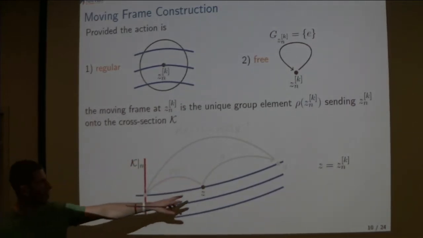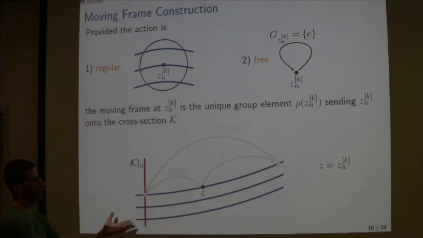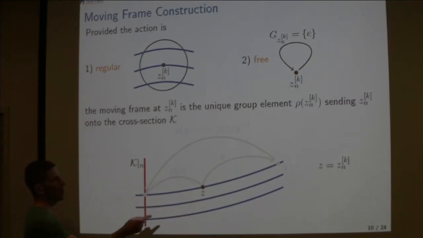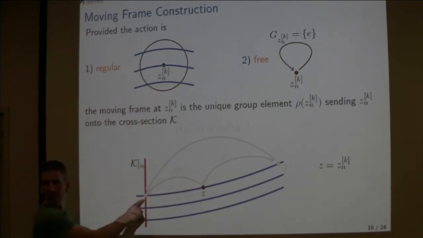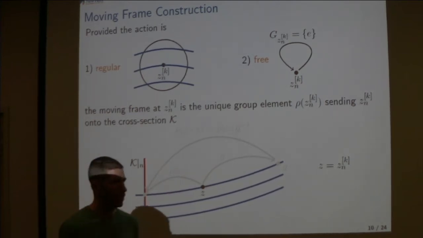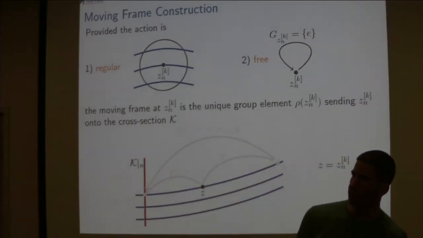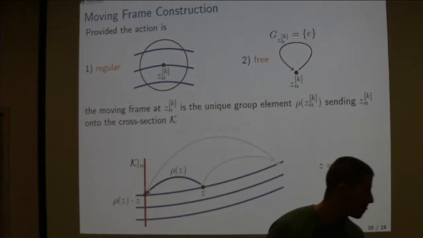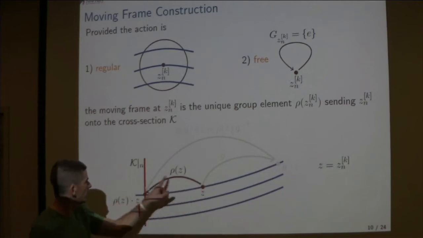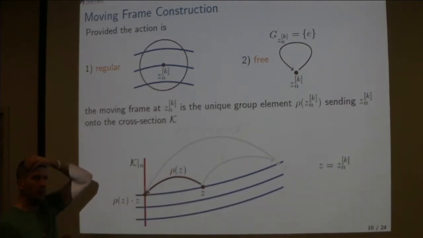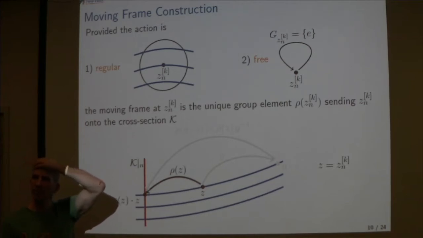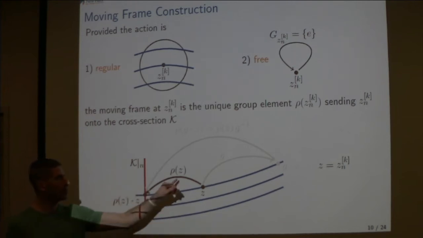Okay, so you choose a point on a given orbit, and then you ask yourself, what is the group transformation that will send z onto the cross section? This is what we call the moving frame, rho. So the group transformation that sends z onto the cross section is our moving frame, and it is well defined, provided we assume that the action is free. So if it's free, this group transformation is unique.